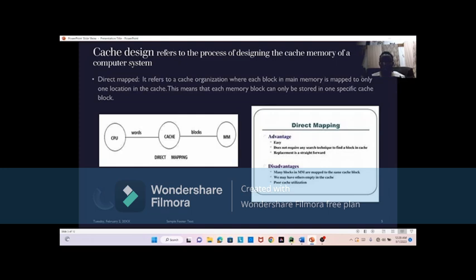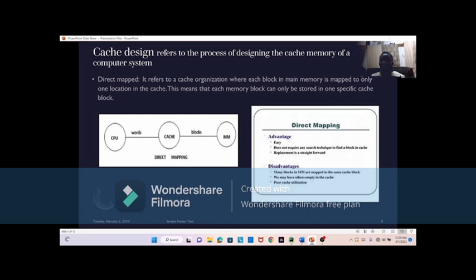Advantages: 1. It's easy. 2. It does not require any search technique to find a block in cache, since each block in the main memory is mapped to one location in the cache. It makes it easy to identify. 3. Replacement is a straightforward one.